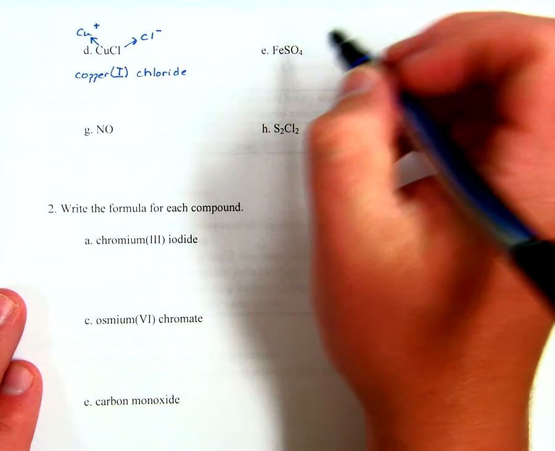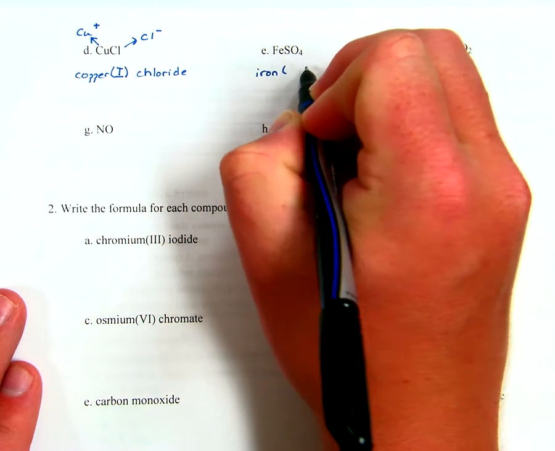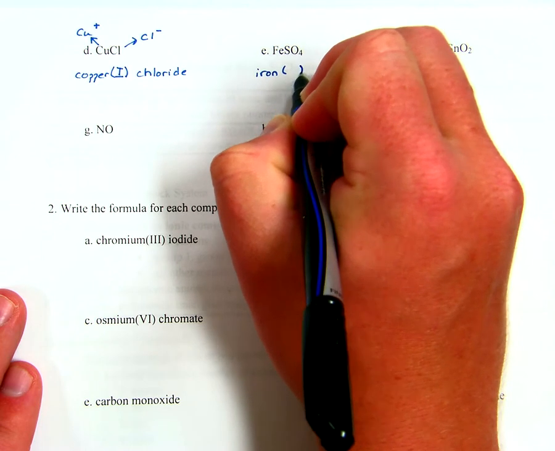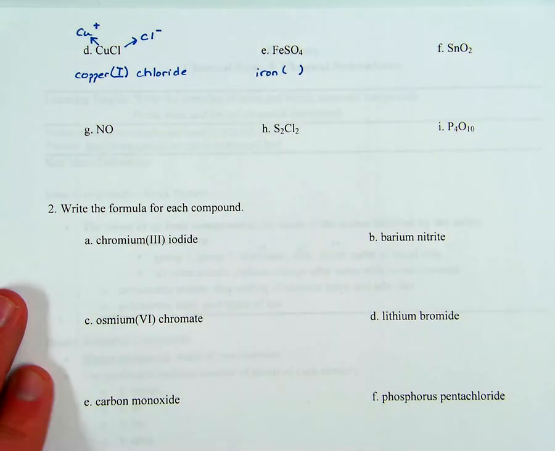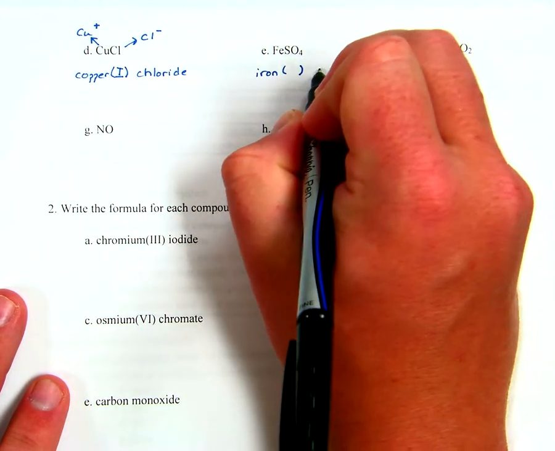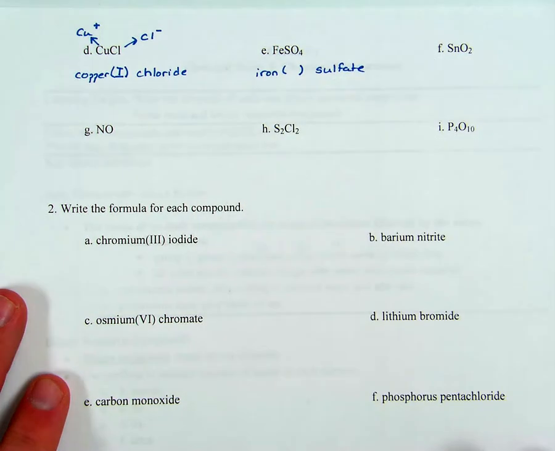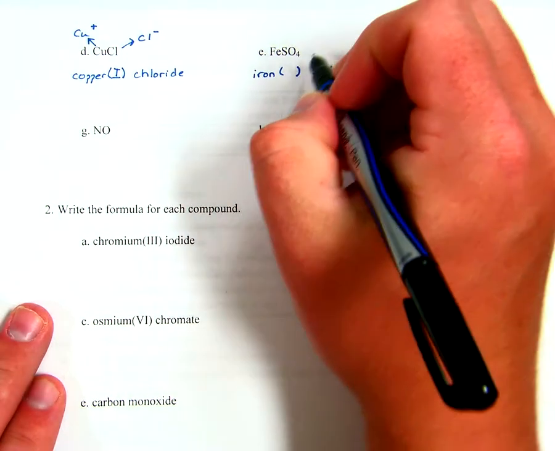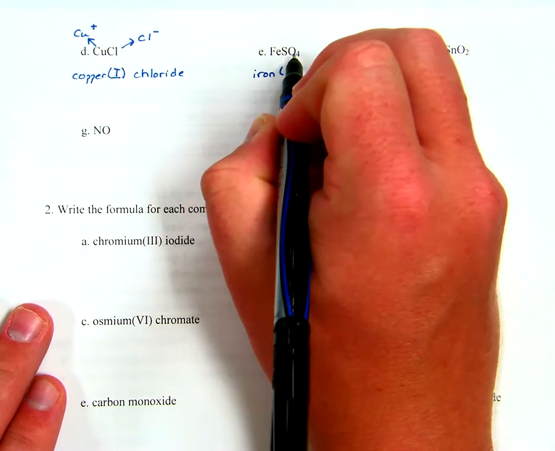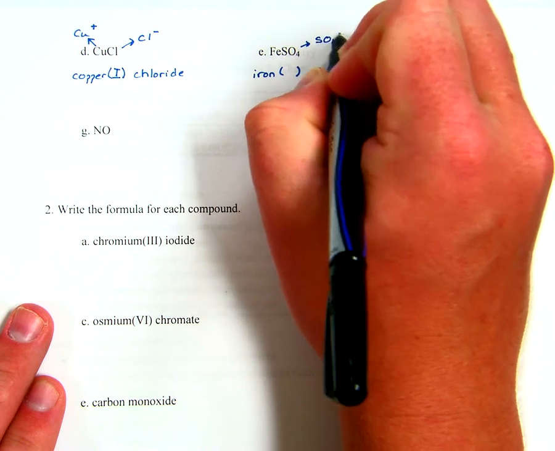Next one here, we have Fe, that's iron, and again, iron is not group 1, group 2, aluminum, zinc, or silver, so I'm going to need to indicate the charge, so I'm going to leave space for that there. SO4, that's a polyatomic ion. Just look at your polyatomic ion chart. You'll see that that is sulfate. And then to figure out what the charge is on the iron, you have to look at the charge on the sulfate. We know sulfate from the chart, that is a 2- charge.